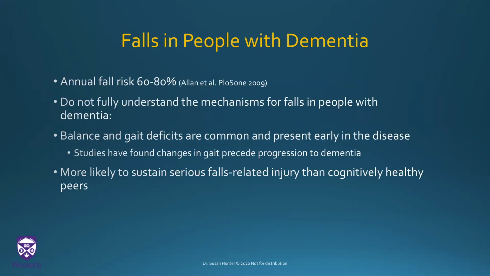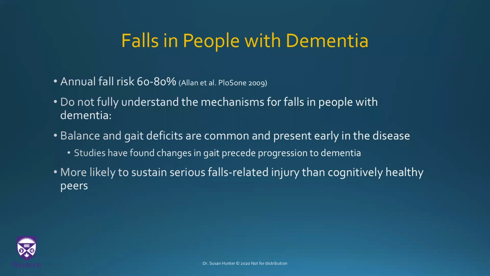So a bit of a recap from the first presentation I did, which was looking at mobility aids as fall risk in people with dementia. Overall, for people who have dementia, annual fall risk is about 60 to 80% each year. People will fall at least once. And that is at least twice what it is for cognitively healthy community dwelling older adults.